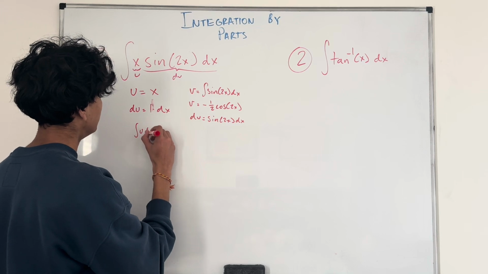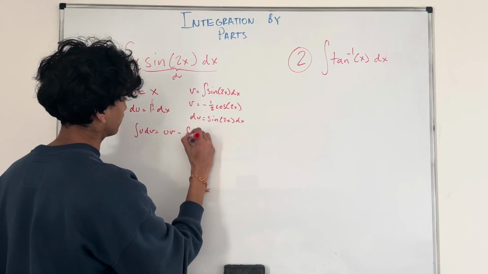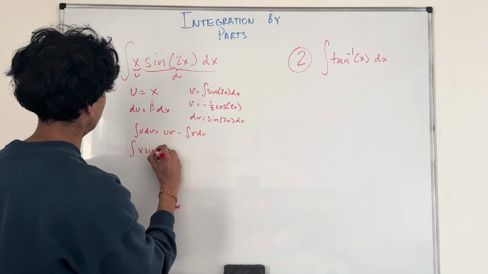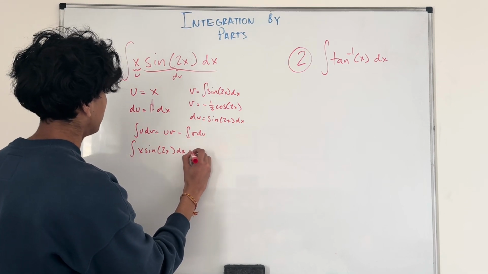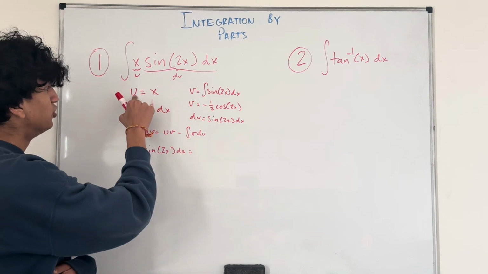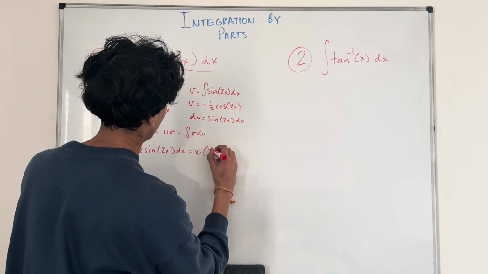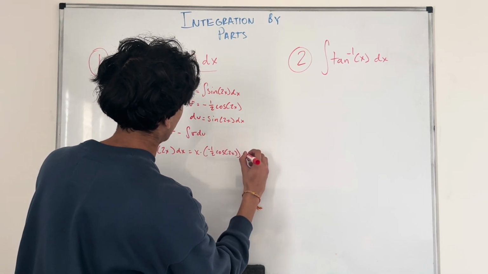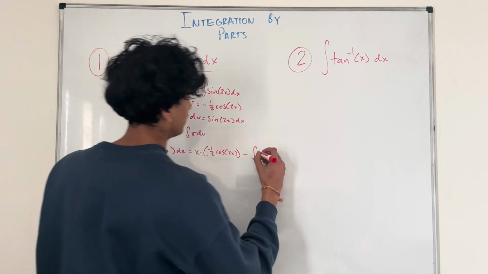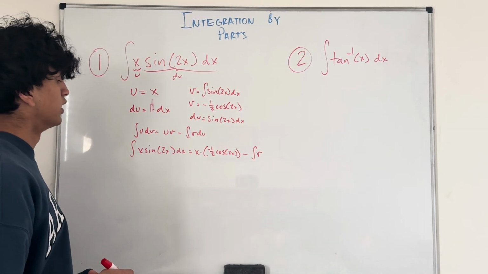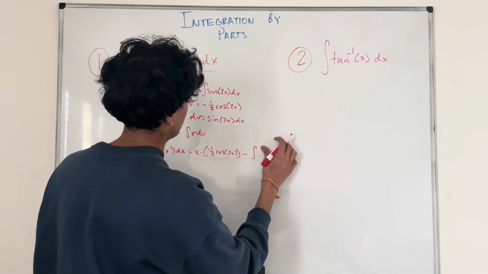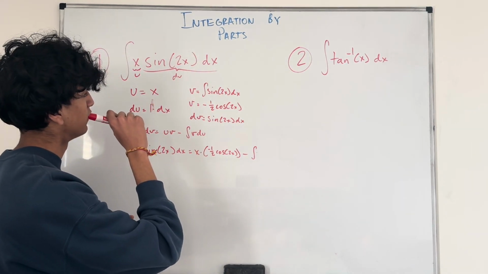So I know the integral of u dv is equal to u v minus the integral of v du. The integral of u dv is going to be our x times sine 2x dx. Once you've chosen your u's and v's, it becomes kind of easy. So I get u times v, so x times negative 1/2 cosine 2x, minus the integral of v du. V is negative 1, or sorry, wait. Did I mess up?